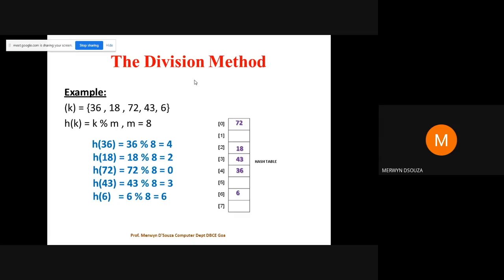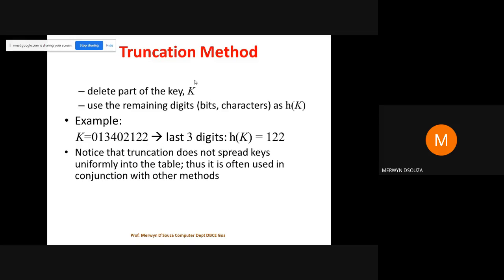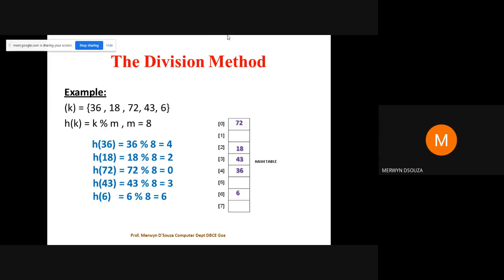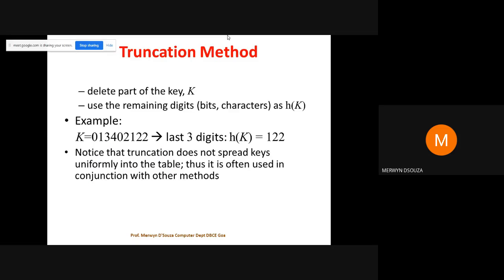Okay, so this is the division method. Has everyone understood division, I think? Okay, so I'll proceed to the next slide. The second way of computing, now this is what we are learning, is how to compute your hash function. So the first way of computing a hash function was the division method. Second way of computing a hash function is the truncation method.